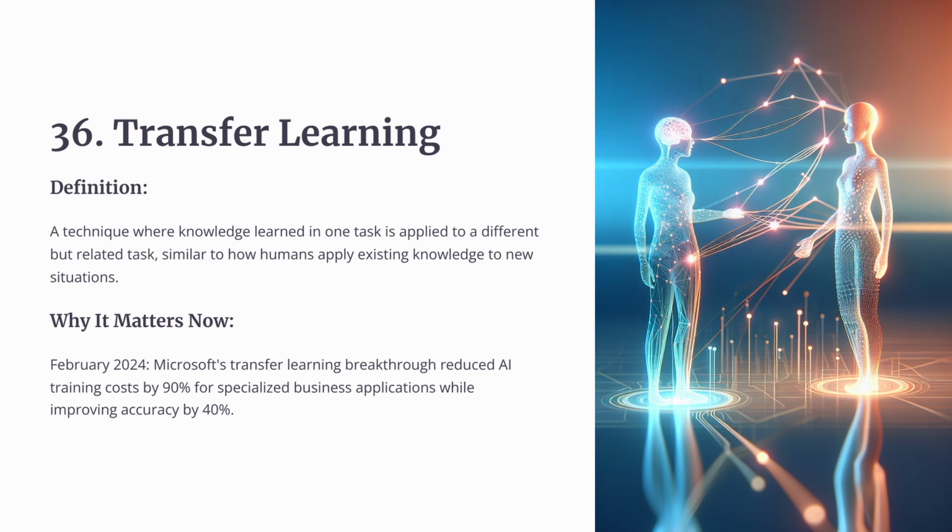Transfer learning is a technique where knowledge learned in one task is applied to a different but related task, similar to how humans apply existing knowledge to new situations. This is exactly how humans learn. If you know how to ride a bicycle, you'll learn to ride a motorcycle faster. Microsoft's breakthrough shows the power of this approach. Imagine taking an experienced employee's knowledge and instantly transferring it to train new teams across different departments. It's making AI adoption much more practical and cost-effective.